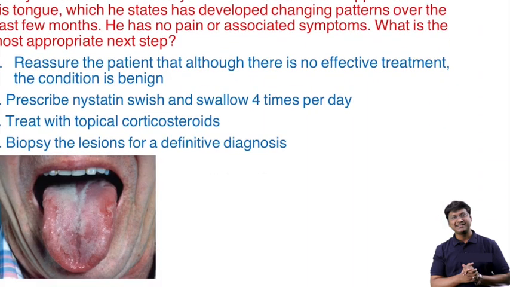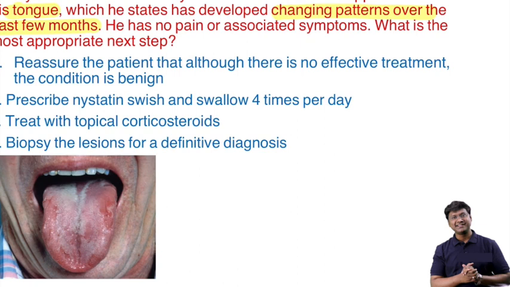Next. Now, this is a question on the variable morphologies of the tongue. We have a 25-year-old man who comes to you concerned about the appearance of his tongue, which he states has developed changing patterns over the past few months. He has no pain or associated symptoms. What is the most appropriate next step? Now the options are: reassure the patient that although there is no effective treatment, the condition is benign, right? Second option, prescribe nystatin and ask him to swallow 4 times per day. Treat with topical corticosteroids. Biopsy the lesion for a definitive diagnosis.